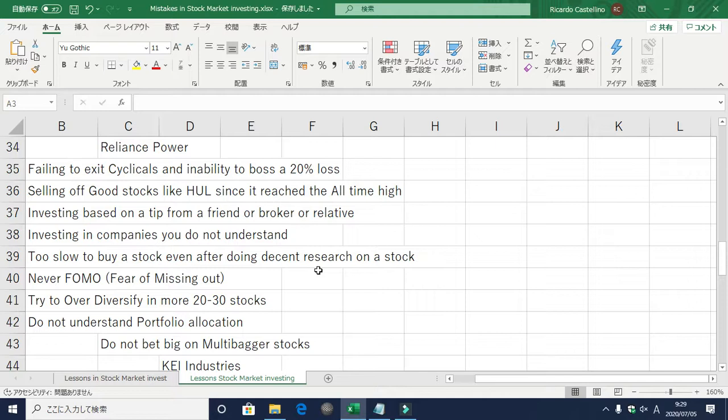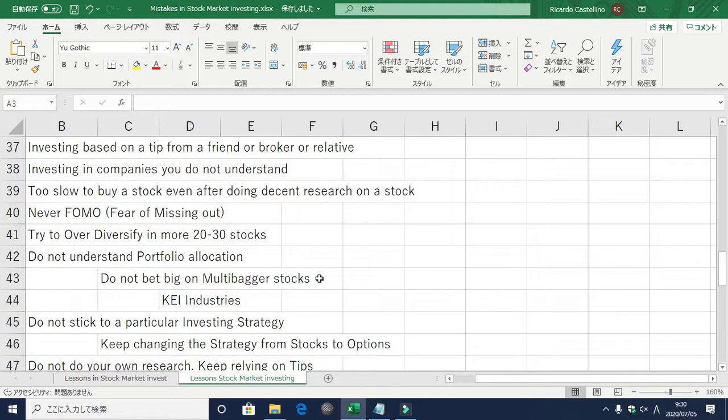Another mistake is trying to over-diversify in more than 20 or 30 stocks. It's difficult to track 30 to 40 stocks, and it's difficult to do research on 30 to 40 stocks. So try to limit your portfolio to 5 to 10 or 15 stocks at the most. You also need to understand portfolio allocation. A lot of people do not understand this and make this mistake. You need to bet big on multi-bagger stocks. I made this mistake: I knew this was going to be a multi-bagger stock, but I bet small. So this is another common mistake.